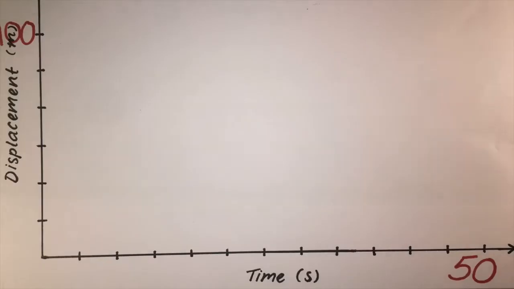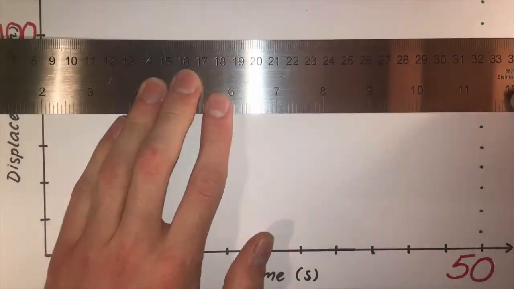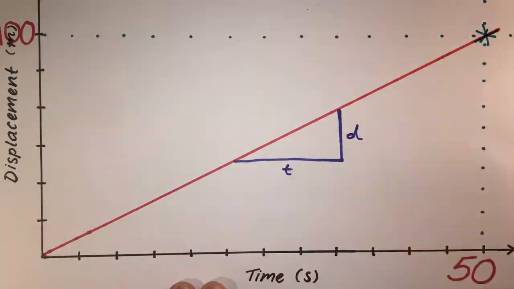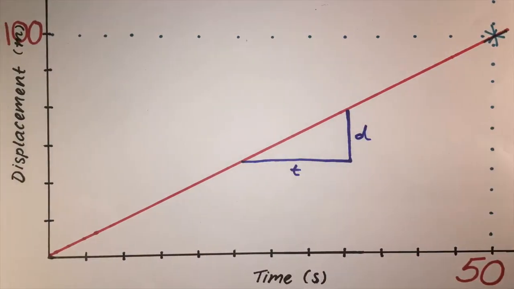When we graph displacement as a function of time, we can see that velocity is the slope of the line. For example, if you travelled 100 metres in 50 seconds, the slope of the line would be 100 divided by 50, so your velocity would be 2 metres a second.